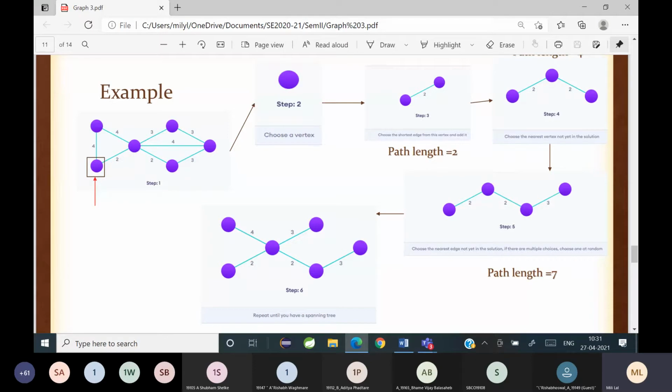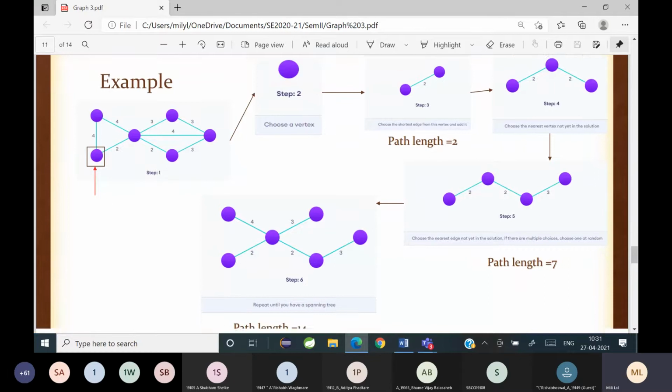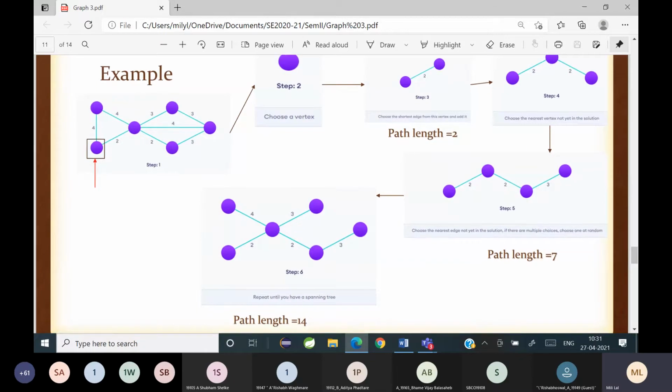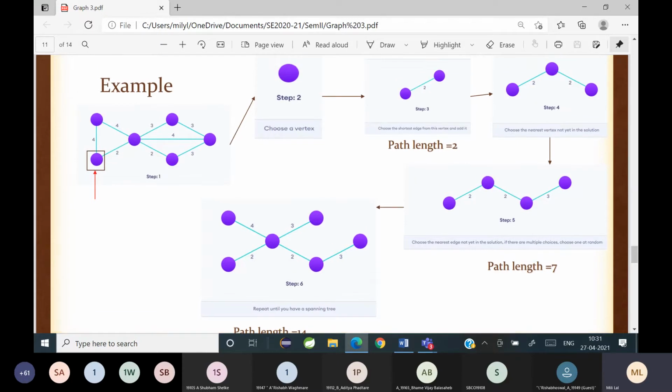They have selected the other way around, and now you can see the path length will be what? 7 and 3, right? So 7 and 3 gives you 10. Then you have one more vertex remaining at the left corner. You connect that with 4 because only one option is available. So 10 plus 4 gives you 14. That's how you get Prim's algorithm. Please go through this example and see if you've understood. This is how our example is going to work.